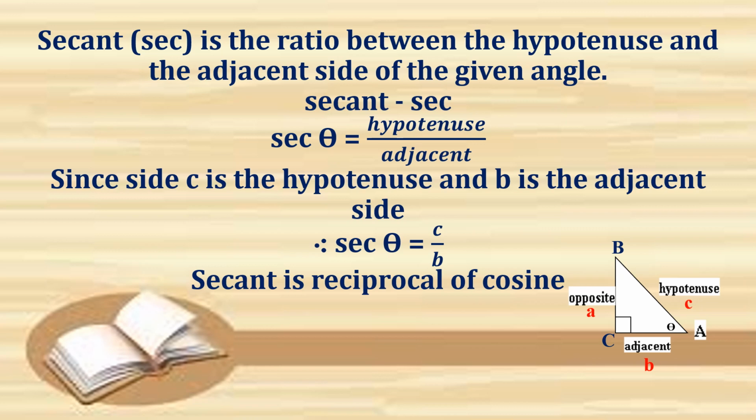So, for you to better understand secant, in this example, our triangle is triangle ABC. Angle A is the angle theta. So, in secant, we're going to focus on the hypotenuse and the adjacent side. If angle theta is angle A, the hypotenuse is side AB or side C, and our adjacent side is side AC or side B. So we're going to focus on these two sides, and we're going to use the equation secant theta is equal to C over B.